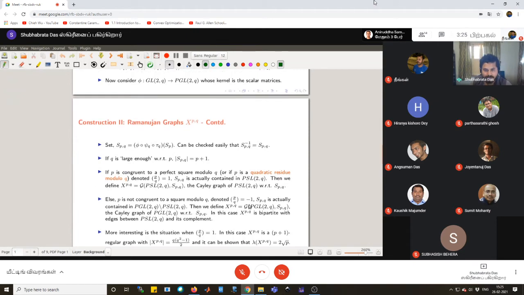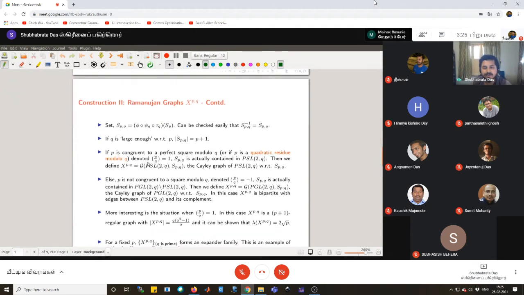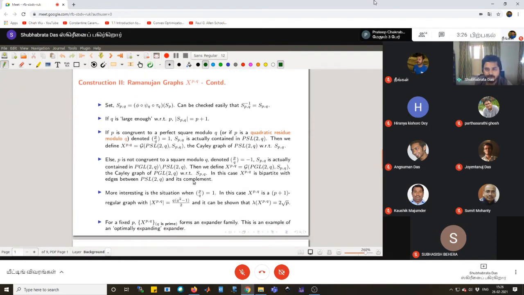And in that case, since S_{p,q} is contained there and it generates, we consider the Cayley graph of PSL_2(Z/q) with respect to this set. Now this becomes a (p+1)-regular graph, and this would be the choice of the Ramanujan graph that Lubotzky, Phillips, and Sarnak constructed.